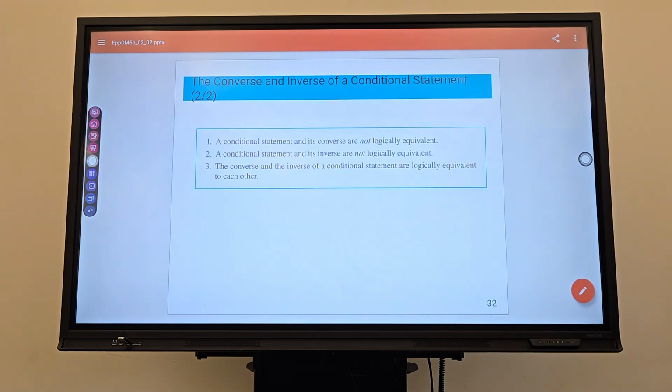A conditional statement and its converse are not logically equivalent. The conditional statement and its inverse are not logically equivalent. However, the converse and the inverse of a conditional statement are logically equivalent to each other. So if you run into one form, you can turn it into the other form and still maintain the logical validity of the statement.